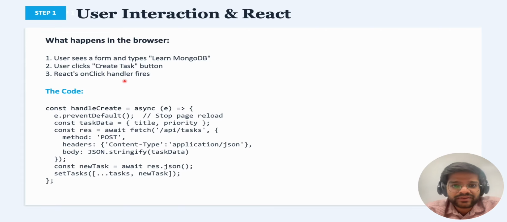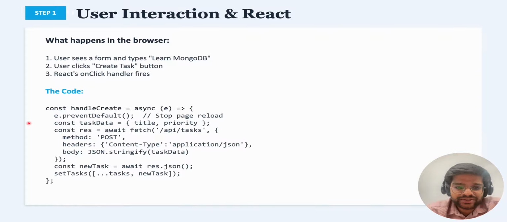As soon as they do this, React fires an onClick event handler. Inside the handler, we gather the form data into a JavaScript object, which contains the title and priority. And then we use the fetch keyword to send this data to the server as a POST request. You can see over here the method has been written as POST. We also set the content type header to tell the server that we are sending JSON, and in the body we use JSON.stringify on the task data, which converts the JavaScript object to a JSON string, because HTTP can only send text and not JavaScript objects.